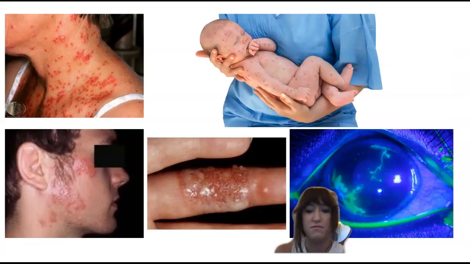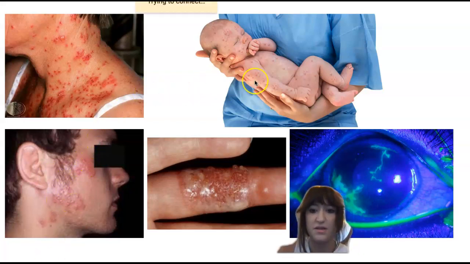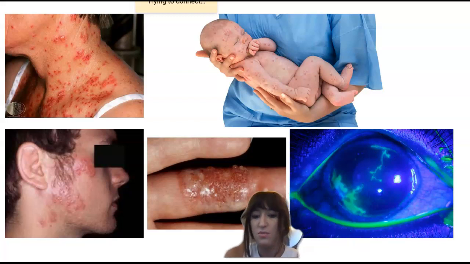So here are some images of what these different infections can look like. Up in the top left, we see eczema herpeticum, and then down below is herpes gladiatorum, infection of the face right there. And then up on the top right, neonatal herpes. And then down below that on the finger, we see herpetic whitlow. And then here's the eye. If you can see that green dendritic lesion there, which is kind of the hallmark symptom of herpetic keratoconjunctivitis.